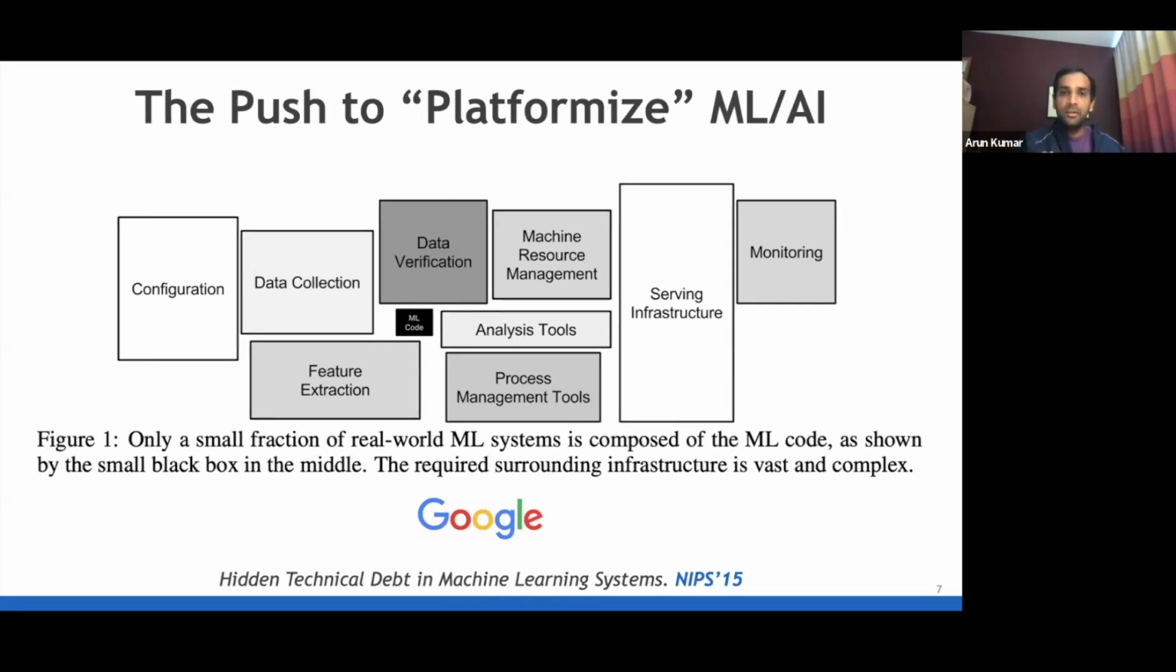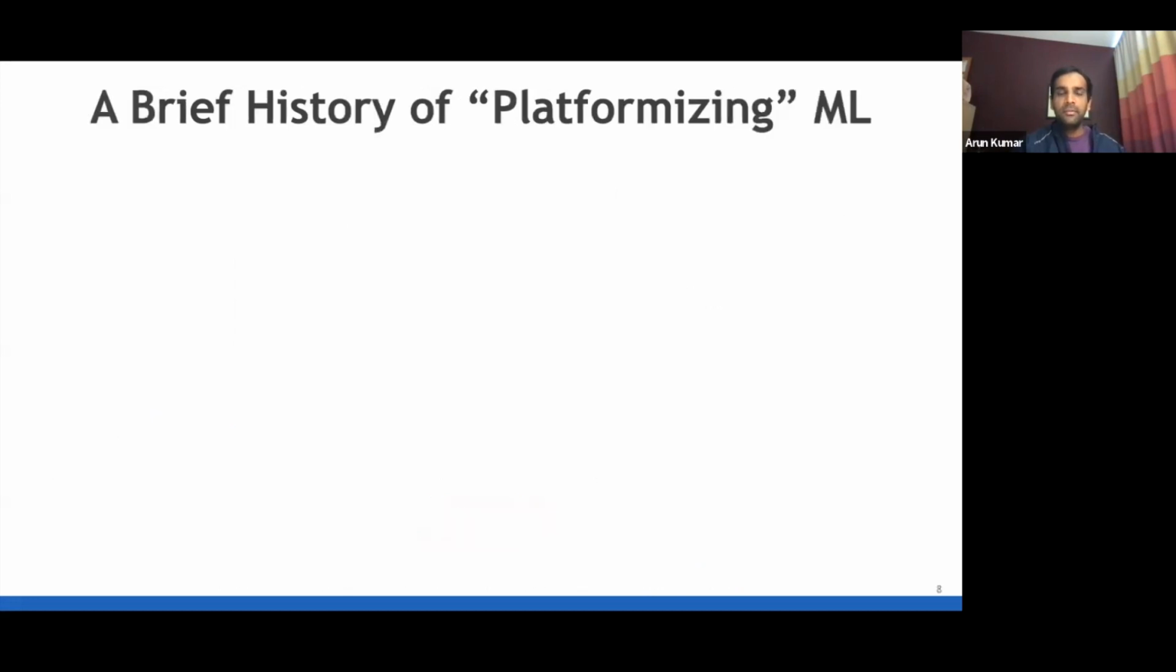And you can see that the ML code, the algorithm that the data scientist writes for the ML process, is this tiny black box inside, and then there's this enormous infrastructure surrounding it for feature extraction, resource management, serving, data collection, and so on. But this sort of platformizing of ML is not new. It did not originate in just the last few years.